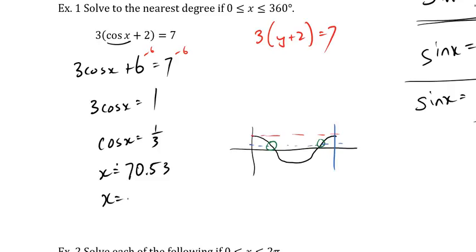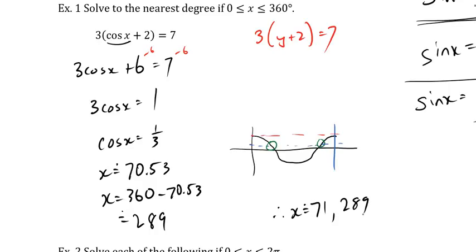So this is 360 minus 70.53. In this case, that's what it is. Not always 360 minus. It's that way because it's cos. Which is 289. So my solutions are x equals 71 and 289.